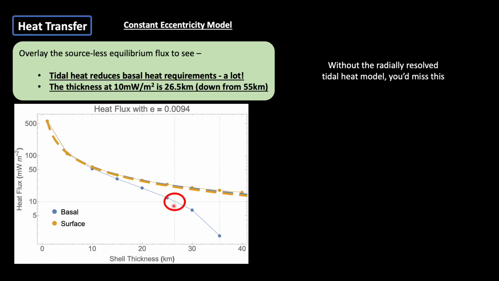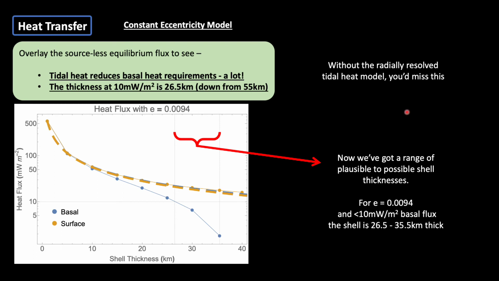Oh, and I also have this little range of plausible to possible shell thicknesses. So I'm saying this one is 26.5 kilometers, gets you that 10 milliwatts, up to the maximum 35.5. So at this eccentricity, that's the only range of shells that I think you're going to find. And I just said that, and now here's a cool little bar on it.